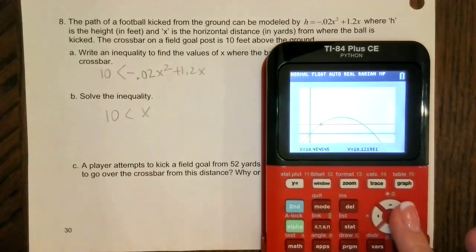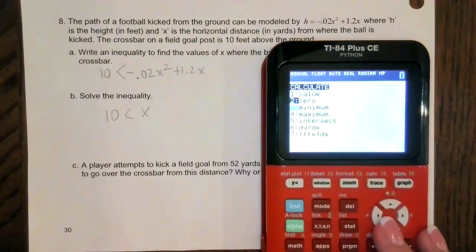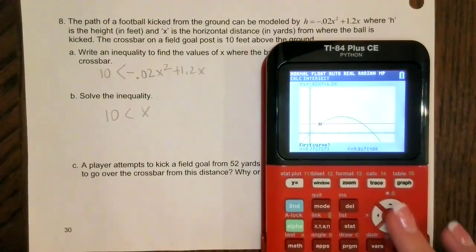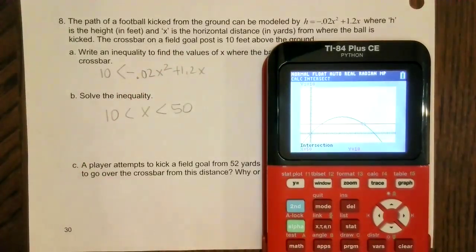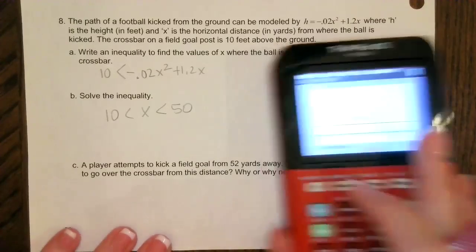Then it stays above the 10 feet. Second trace intersect again. It stays above 10 feet for all of these values. It's above the 10 feet right there till it gets to here. And then we hit enter, enter, enter. And so that intersection is at 50 yards. So from 10 to 50 yards, it is high enough to get above the crossbar.